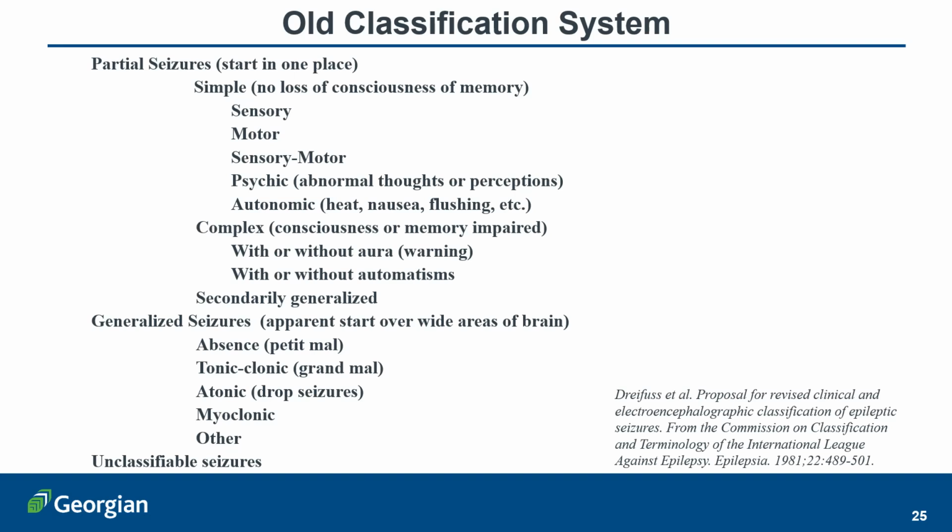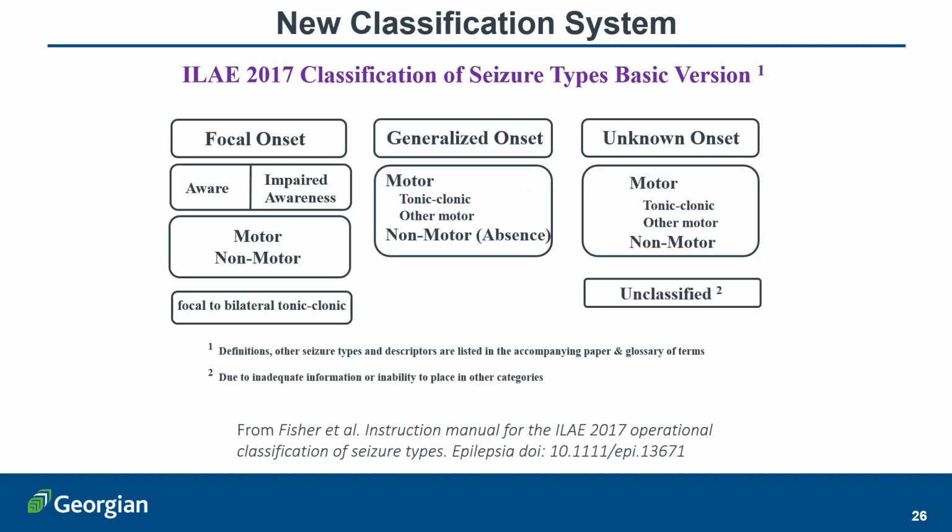The generalized seizures apparently start over a wide area of the brain. There's no one focal place where it develops. And how do you tell that? Through the EEG. Here's the new classification system for the seizure disorders.